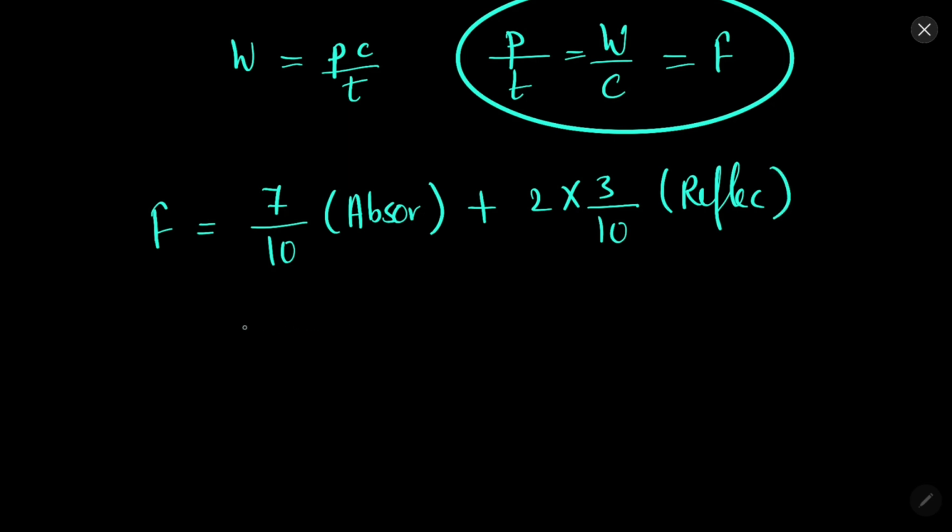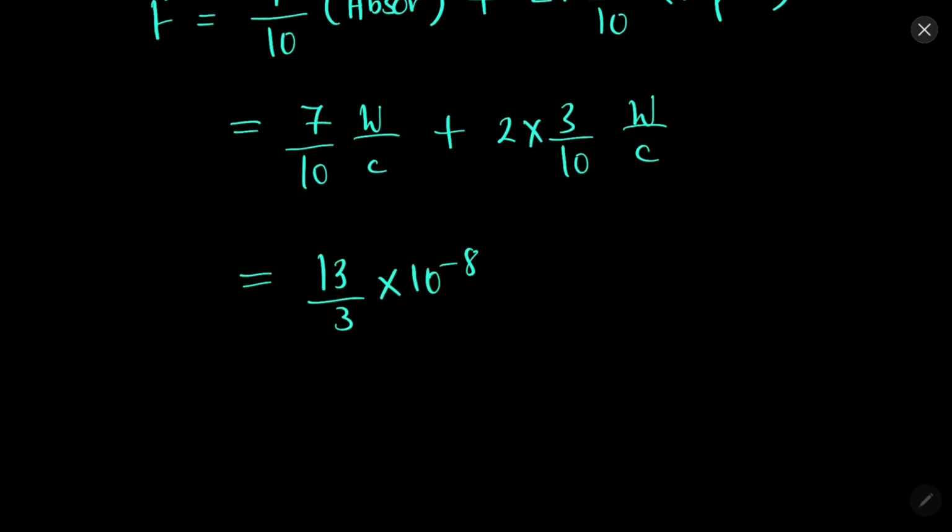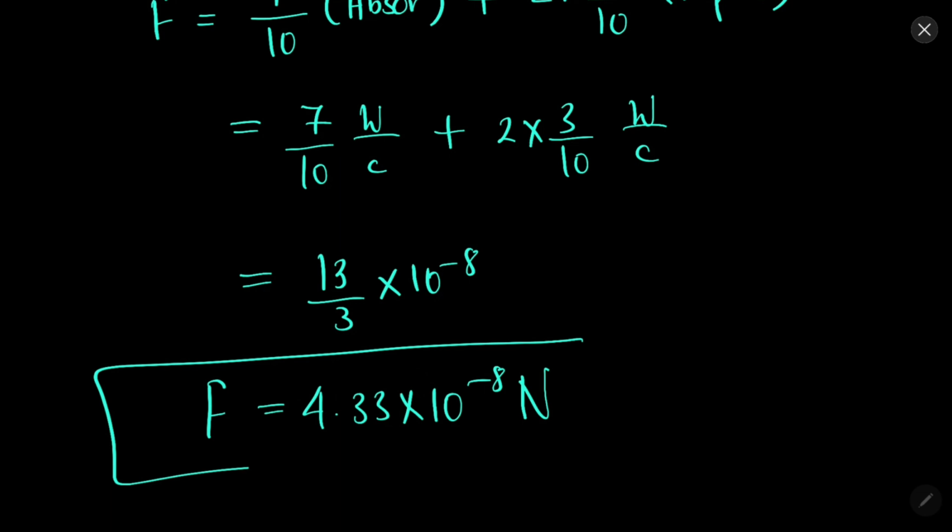So now 7 over 10 work done over speed of light plus 2 into 3 by 10 work done over speed of light. So 13 over 3 into 10 to the power minus 8. So force will be 4.33 into 10 to the power minus 8 newtons.